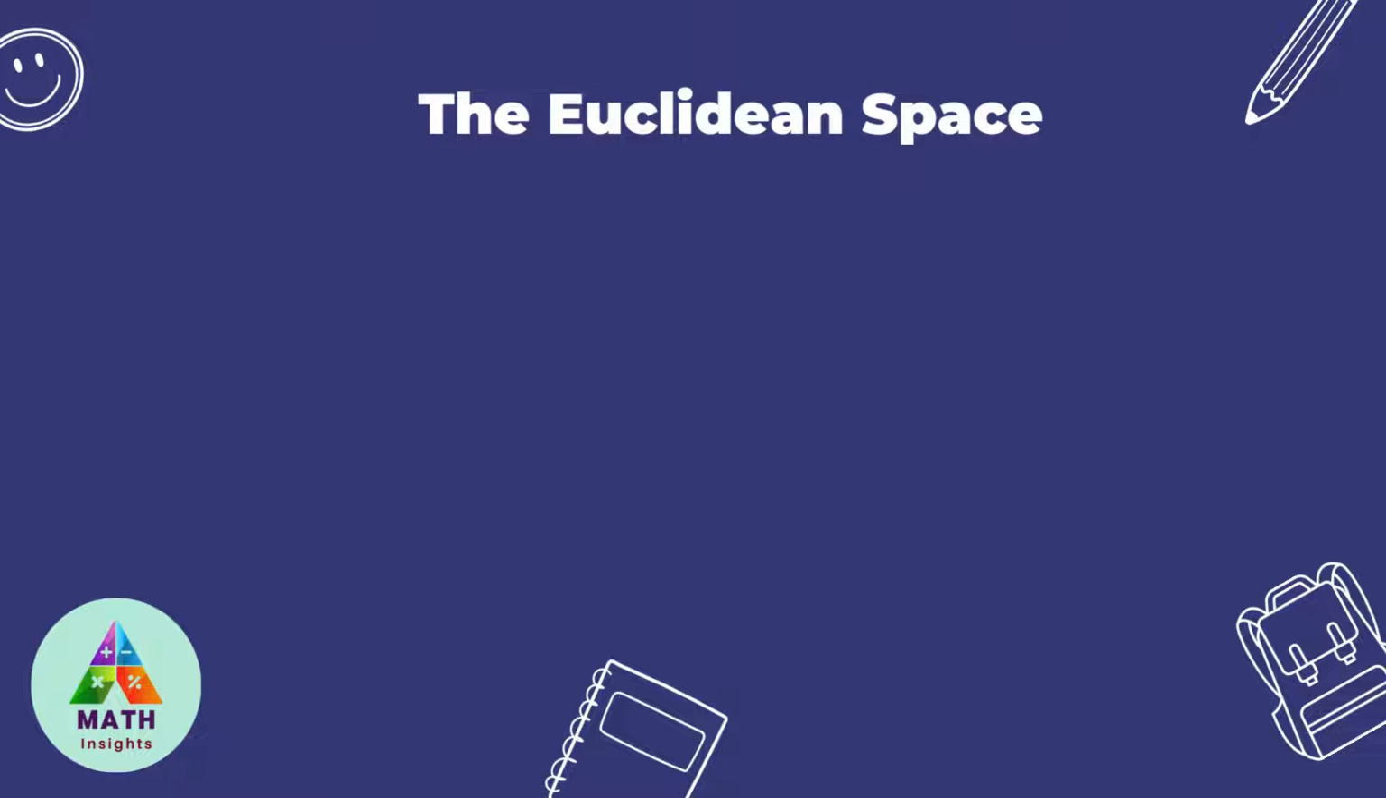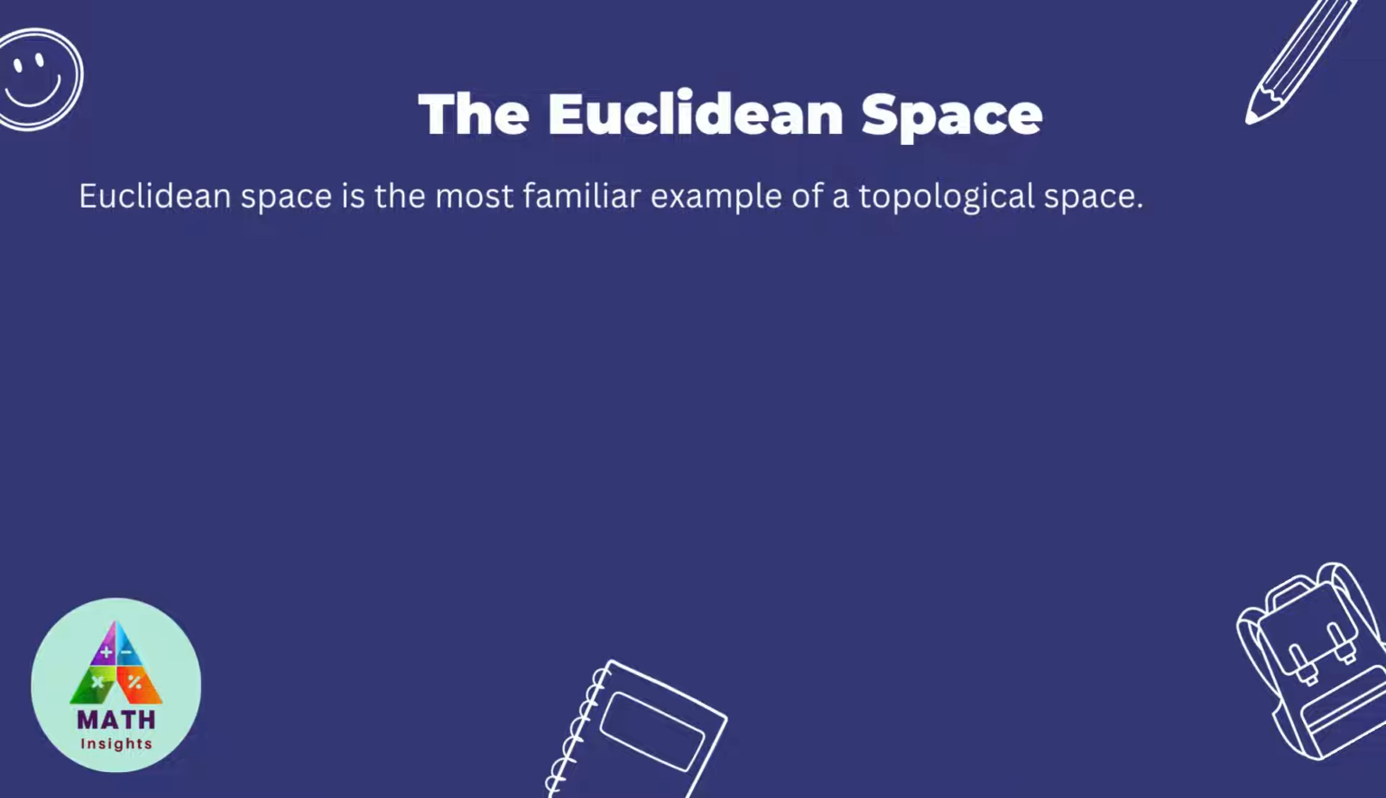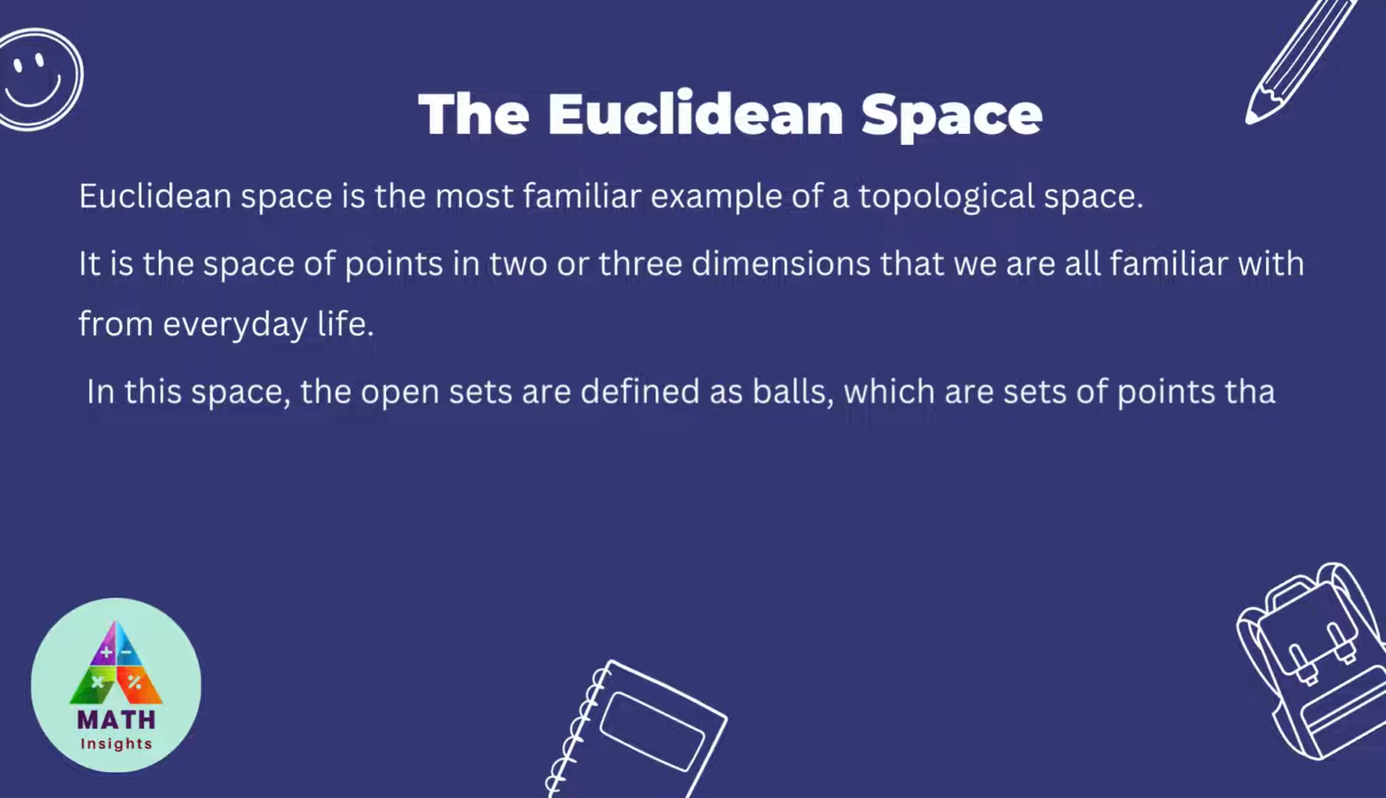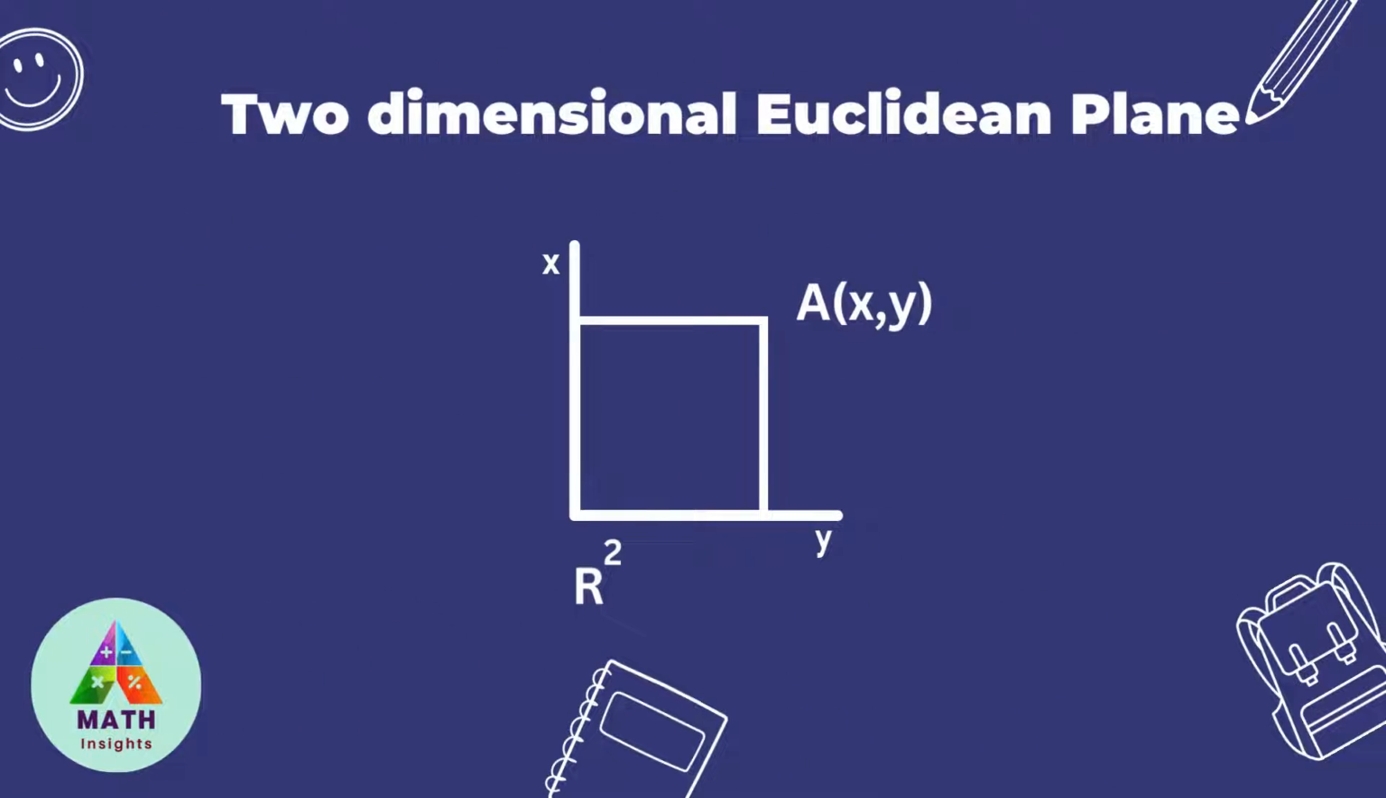First example is Euclidean space. Euclidean space is the most familiar example of a topological space. It is the space of points in 2 or 3 dimensions that we are all familiar with from our everyday life. In this space, the open sets are defined as balls, which are sets of points that are within a certain distance of a given point. This is a 2-dimensional Euclidean plane.